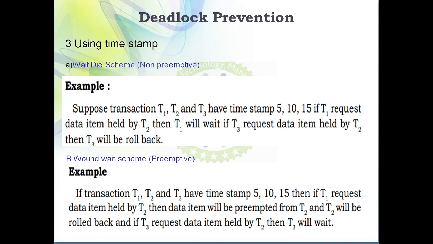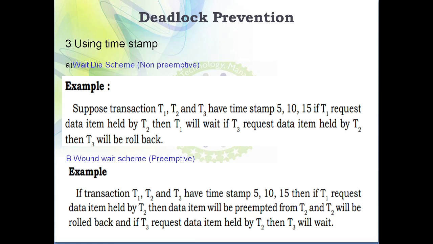That means T1 is requesting from T2, but T1 has to wait until T2 completes its execution. But suppose T3 is making a request to T2, in that case T3 is not going to wait, but T3 gets rolled back. So this is the wait-die scheme, which is non-preemptive in nature.